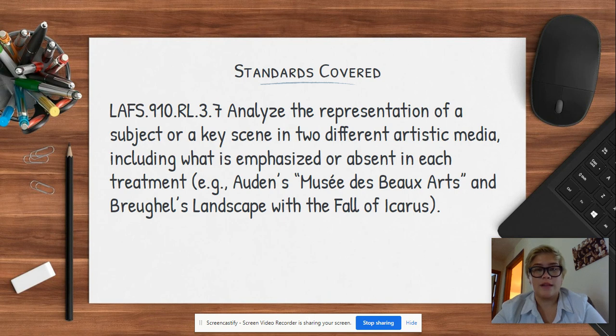The main reason why we're looking at this review is mainly for analyzing the representation of. You know how to read a text, you know how to look at a picture or a movie at this point, but analyzing and really looking at what's emphasized or absent in each treatment is the most important part of this, because that includes details, and if you miss it, you may not get the answer completely right. I think that's about it for the standards. Again, we've done this before, so you should be good with knowing what to do, and it'll look a bit more familiar once we get to the text and the picture.